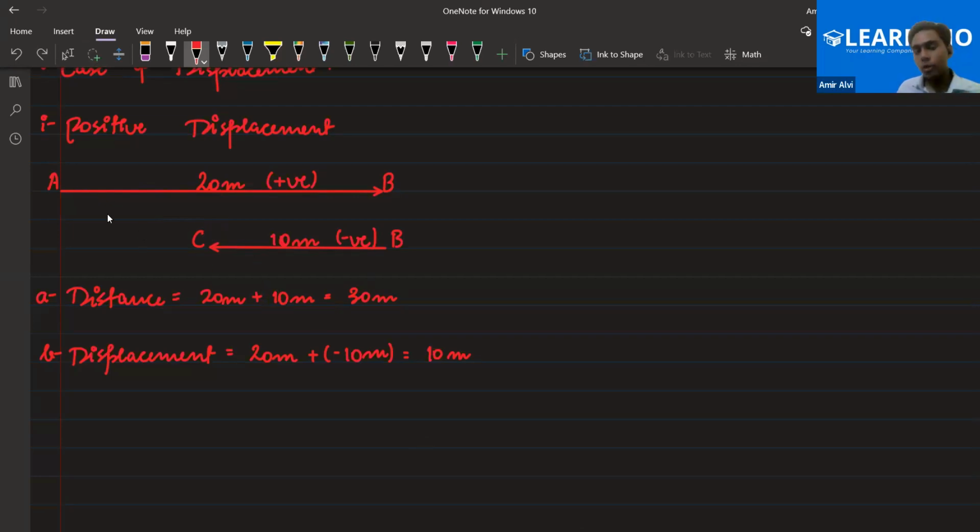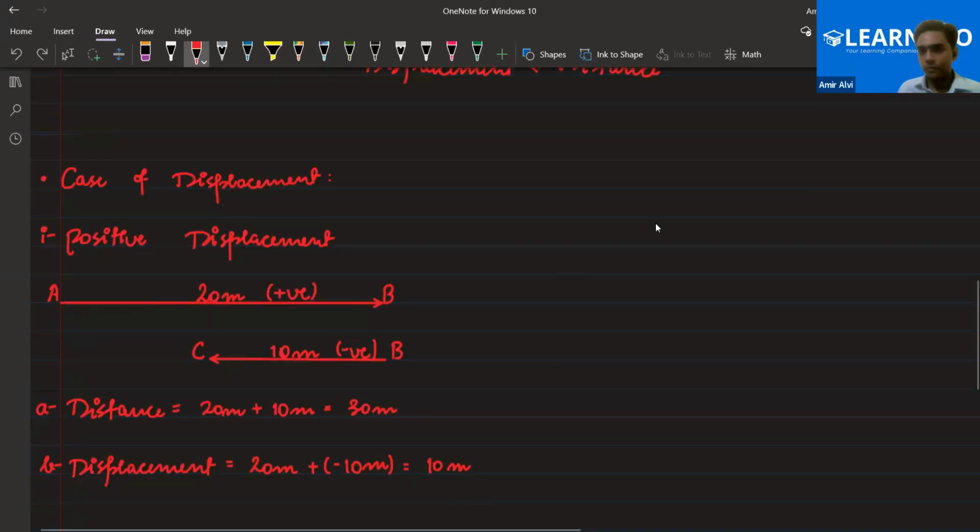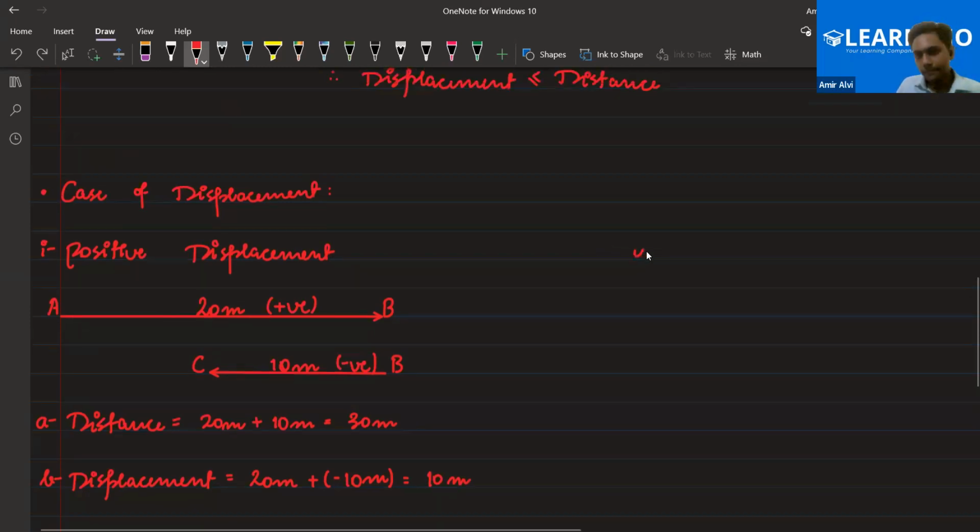The shortest straight path between the initial and final point, because my final point is C and my initial point is A. Of the total, 20 and 10, the remaining would be 10. So A to C is 10 meters. That's how this is a positive displacement, everyone. Does anybody have any doubt so far? Please tell me. Okay, Sara and Anam.